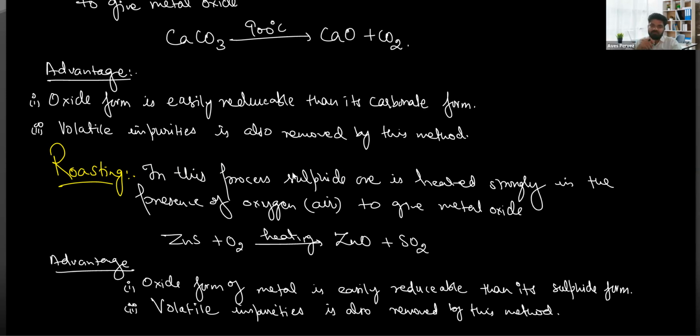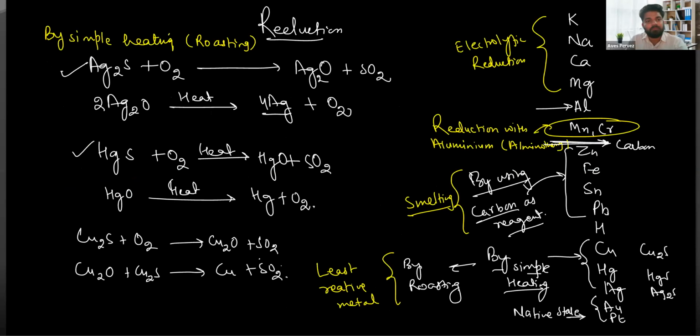Okay, so let's move further. Now we're going to study the very important part of this chapter. After this, we have learned how calcination and roasting are done. Next, we have converted carbonate forms into their oxide forms and sulfide ores into their oxide forms.